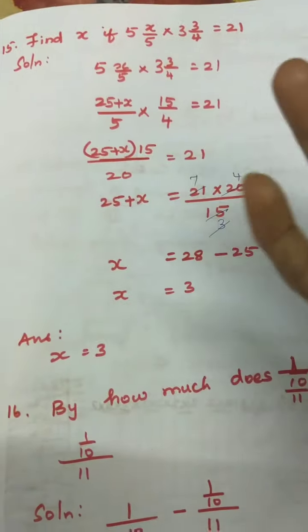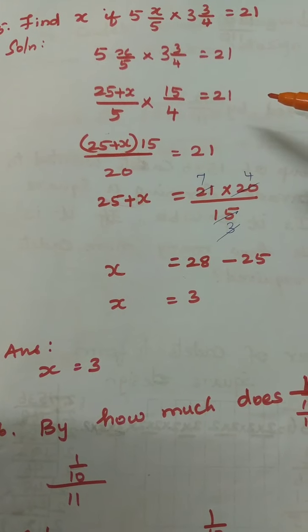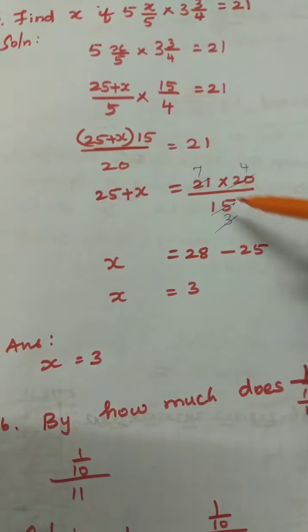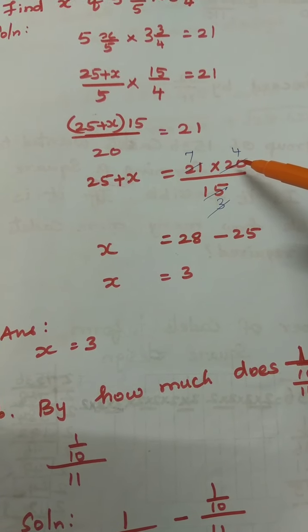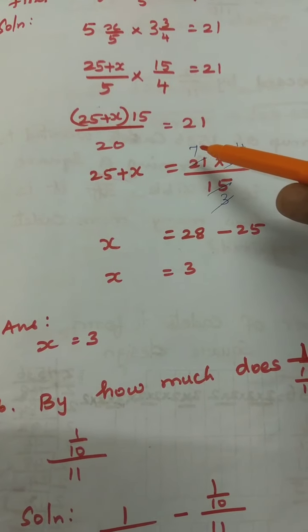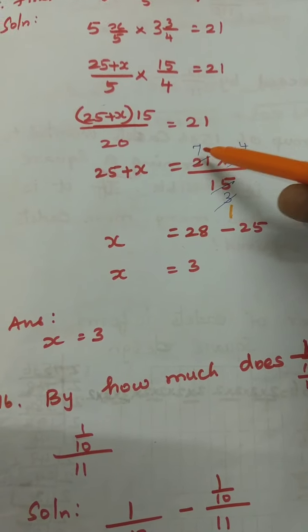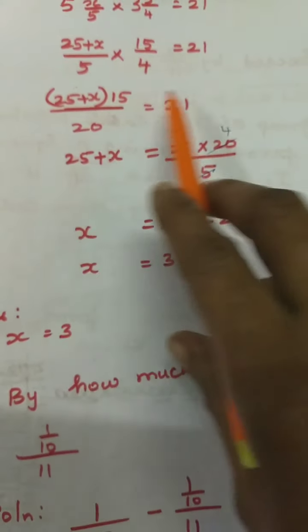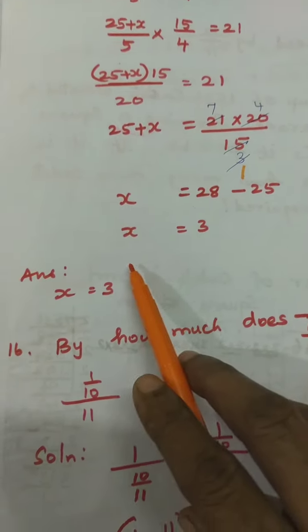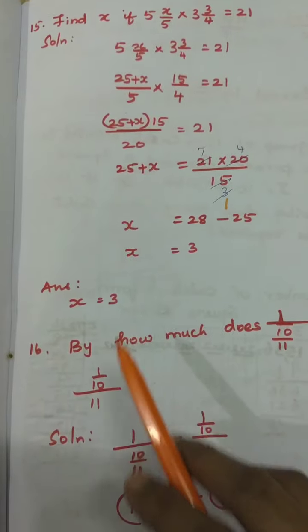You can cancel here itself. Otherwise, you bring this numerator and denominator to this side, and it will come as the multiplicative inverse, that is the reciprocal. It is 20 by 15. Now you can cancel 3 times, this 4 times, 5 table. Again 3 times. Here 3 1s are 3, 7 3s are 21. Now remaining is 28. You bring this 25 to this side, so minus 25. x is equal to 3. Now we have found the value of x, that is equal to 3.